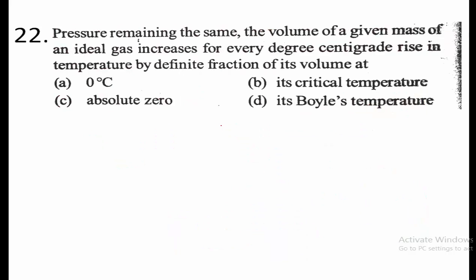22nd, the pressure remaining the same, the volume of a given mass of an ideal gas increases for every degree centigrade rise in temperature by definite fraction of its volume at. As pressure is kept constant, with increase in temperature, the volume of the gas will also increase. So from what temperature does the volume of the gas increase? According to Charles' law, the volume of a given mass increases or decreases by 1 by 273 of its volume at 0 degree Celsius for each degree rise in temperature.